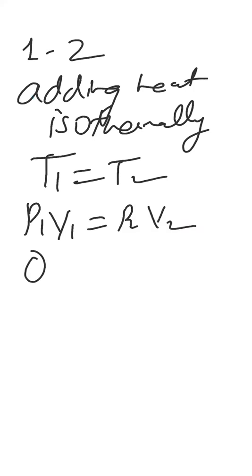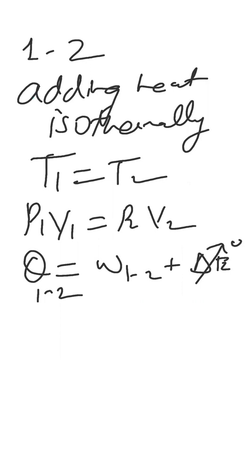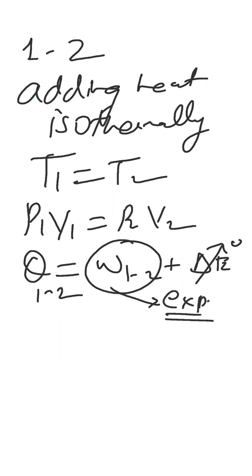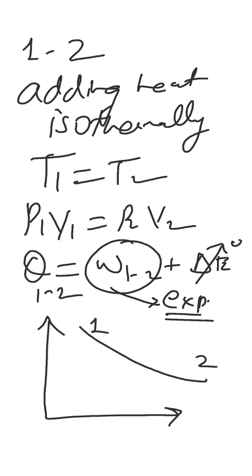Okay, and you can write the first law of thermodynamics also. Q1 to 2 is W1 to 2. Change in internal energy will be 0 because it's isothermal heat addition. Even though you are adding heat, temperature is not increasing. Whatever heat you are adding, that is causing the expansion. We are not talking about the expansion process, but expansion is happening. That's why the graph looks like this. In the pressure volume graph, you are very clear that P2 is less than P1 and V2 is more than V1.